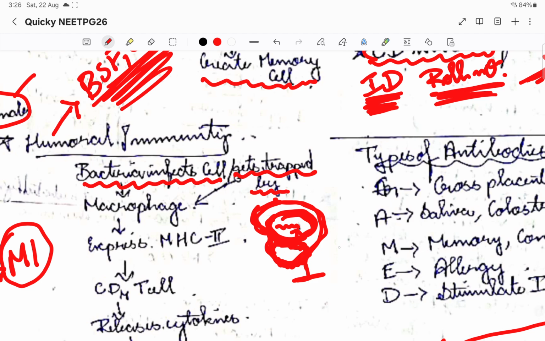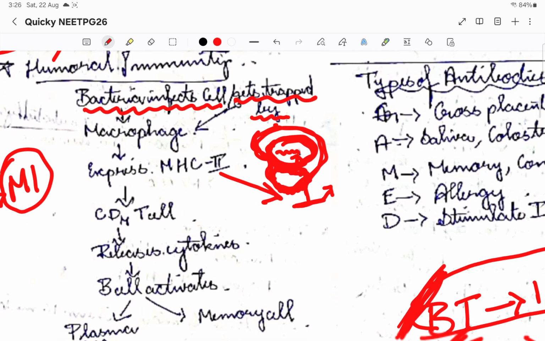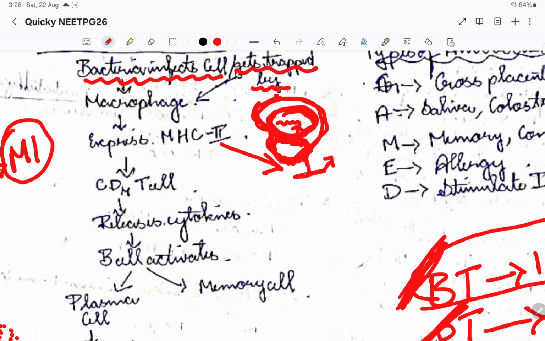So this will project something called MHC class 2. This is the notice board. That notice board's name was MHC class 1, whereas this notice board's name is MHC class 2. Now that it is expressing itself on the notice board, it calls CD4 T cells. So CD4 T cells will come.